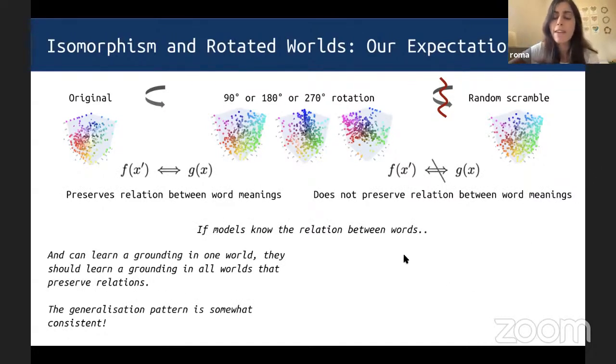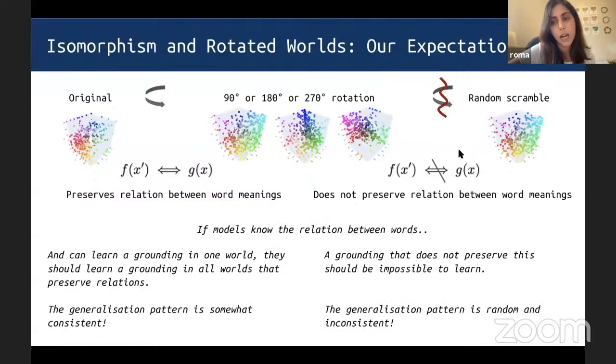What we would hope is that if models know the relation between words and are using this to ground things in the world, if they can learn a grounding in the original world, they should be able to learn a grounding in any of the new worlds, given that what we're teaching them is how to ground a certain number of concepts, and we know that the relation between the other concepts remains the same. However, a grounding that doesn't preserve this, which is the random scramble, doesn't actually have the same generalization pattern, and the results should be random or inconsistent, and models should not be able to correctly assign color names or spatial names to any of the concepts that we're teaching them.